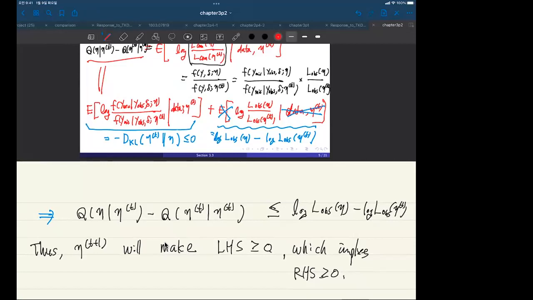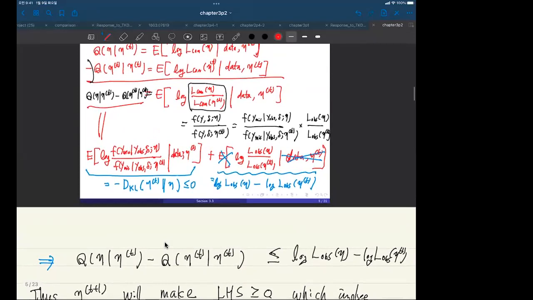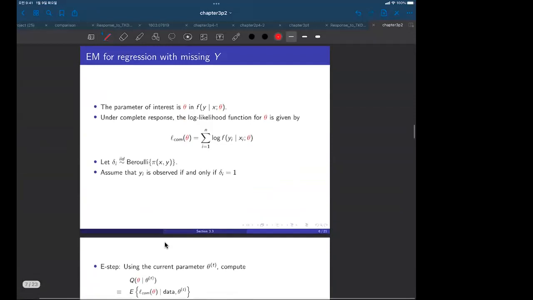And we'll cover that next week. But here, everything is okay, right? Suppose you can compute the integration, then that should be okay. So now let's move on. Now we have a parameter of interest in the conditional distribution. And this is the complete sample. On the complete response, this is the log likelihood. And now we have a missing data following some model. And y is observed if and only if delta equals 1.